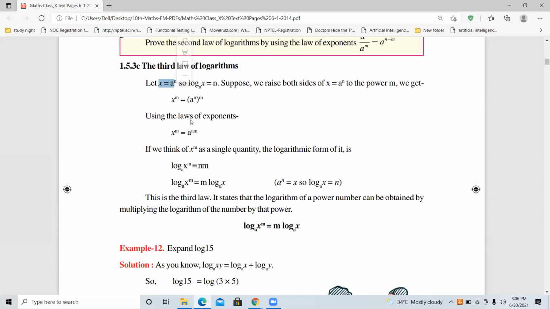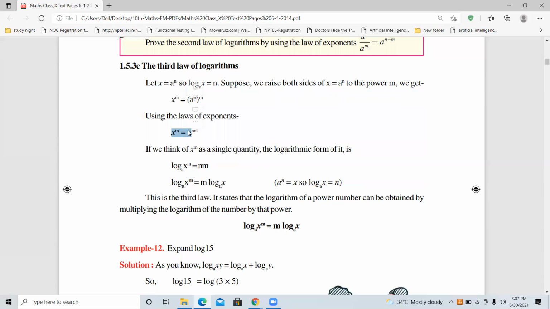Considering x equal to a power n. Now the logarithmic form of x equal to a power n is log of x base a equal to n. Now we are raising the power m on both sides. When we raise the power m on both sides, it will become x power m equal to a power n whole power m. Using the laws of exponents, the third law of exponents states that a power n whole power m equal to a power nm. Therefore, x power m equal to a power nm.